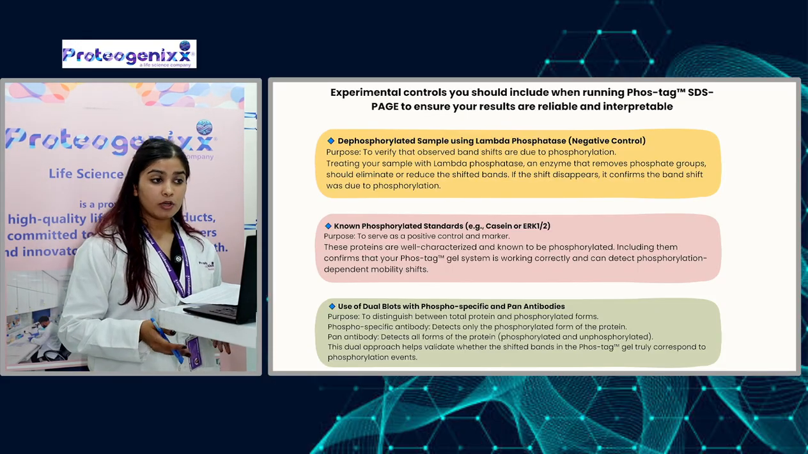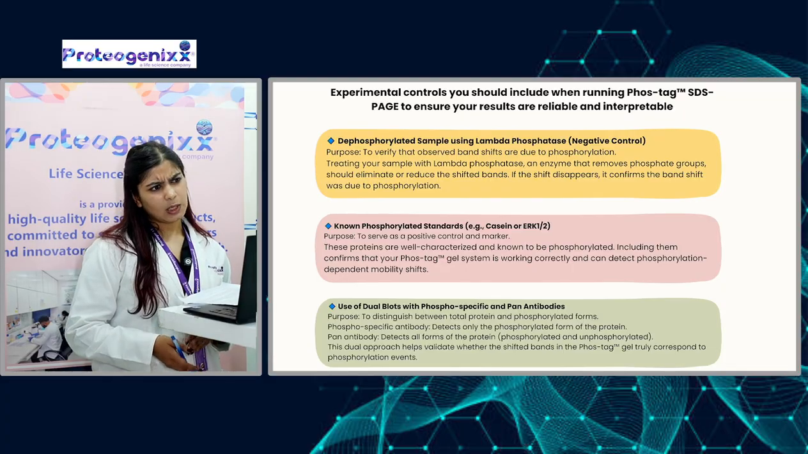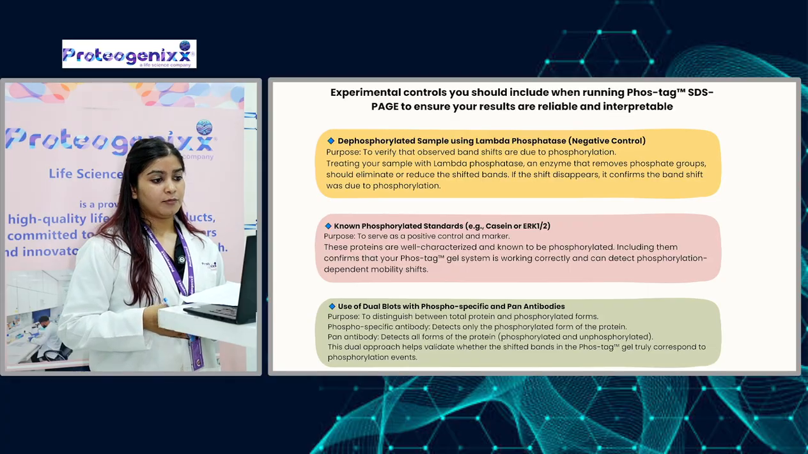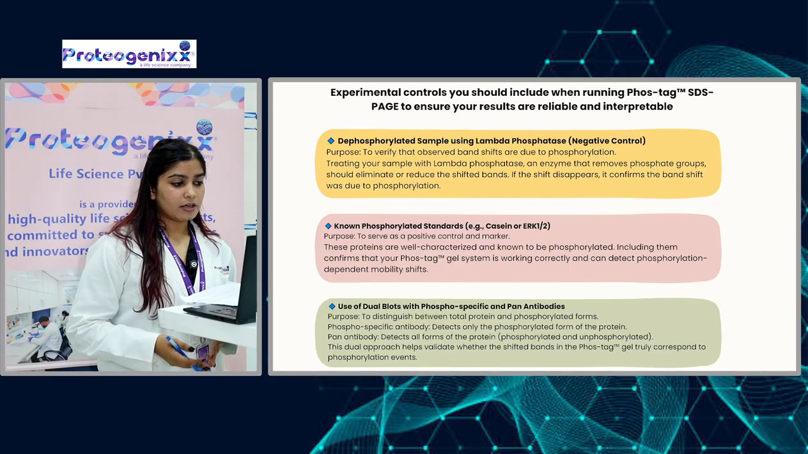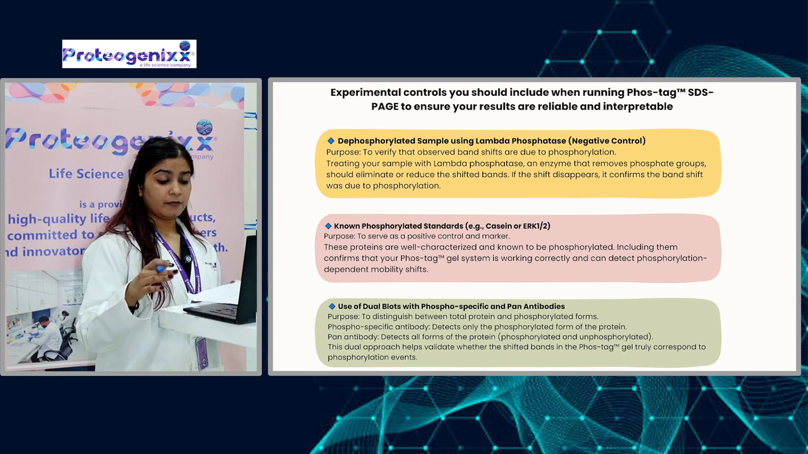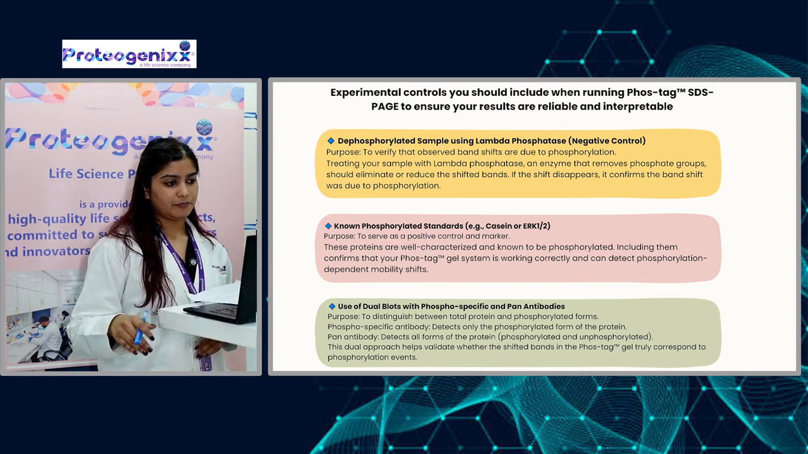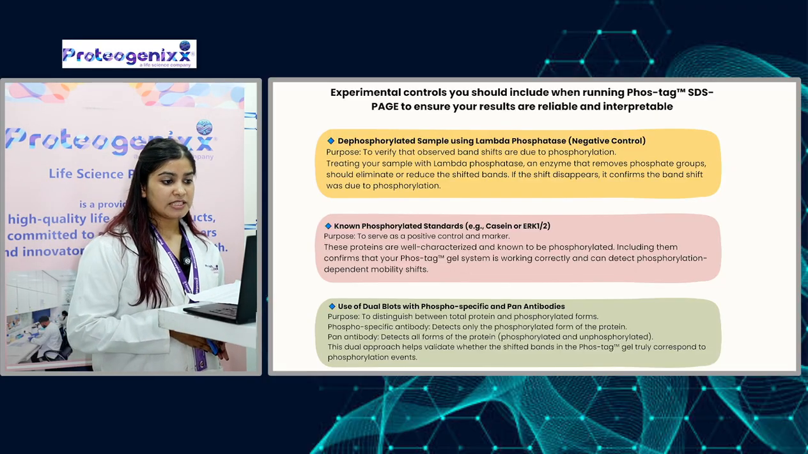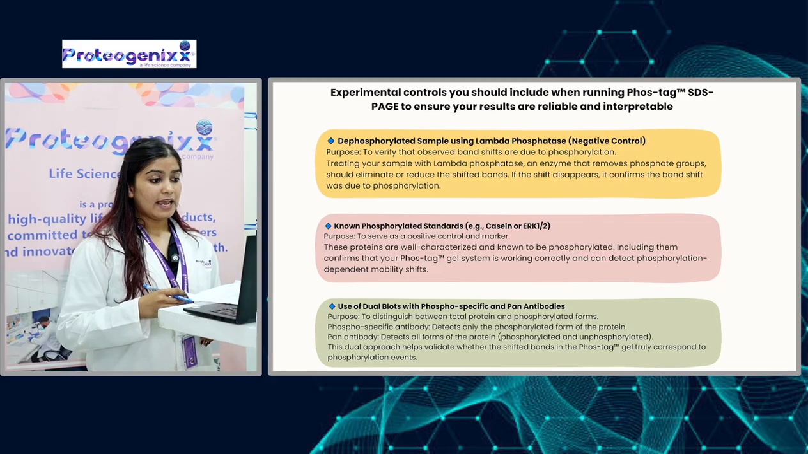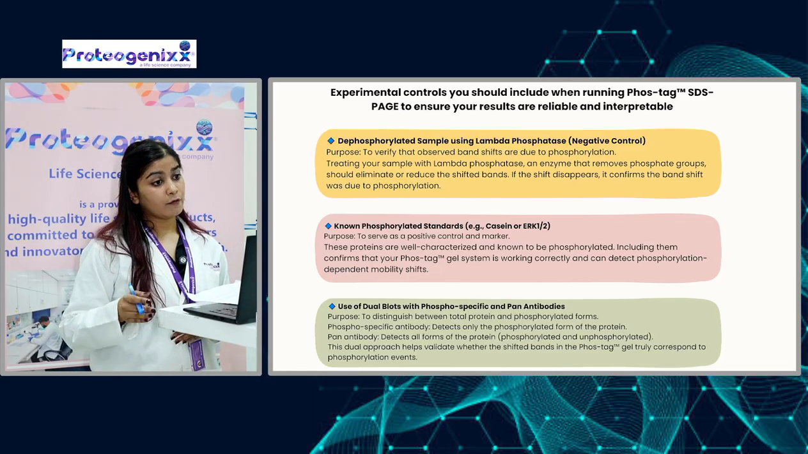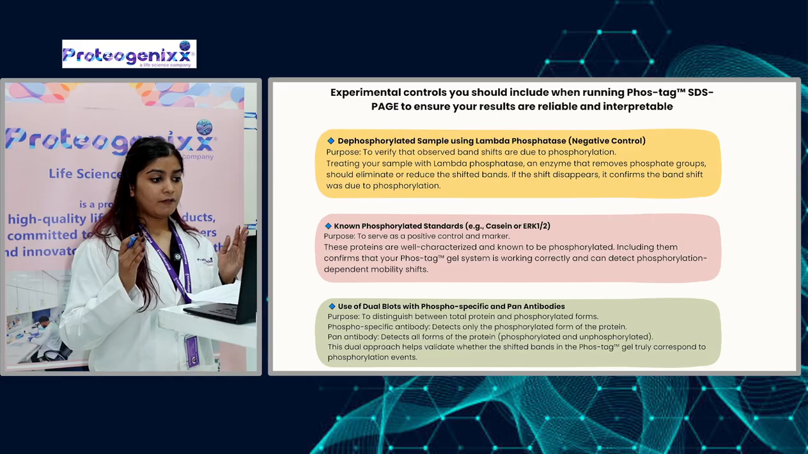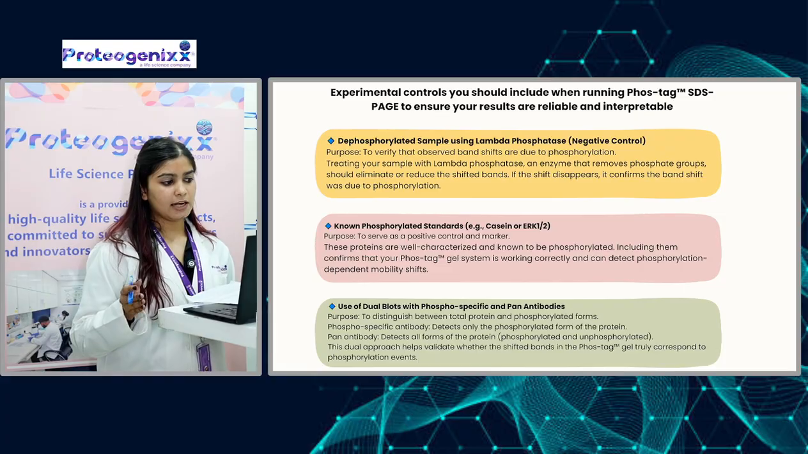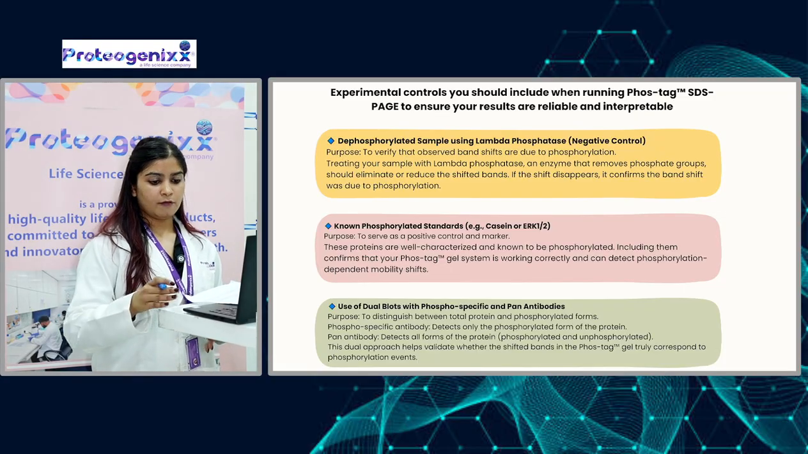Also, we incorporate known phosphorylated proteins like casein and ERK1 and 2, which are well characterized phosphorylated proteins. Including them in your experiment validates whether your phosphate system is working properly. And we can also perform dual blots with phosphospecific and pan antibodies. This helps distinguish between total proteins and phosphorylated proteins, because the phosphospecific antibodies will only detect the phosphorylated forms of the protein, and the pan antibodies will detect all forms of the protein.